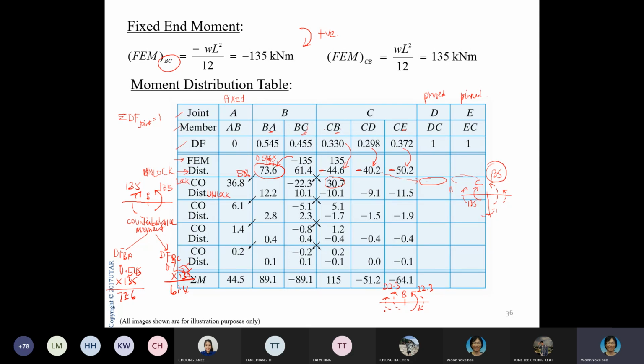So I have it distributed to BA and distributed to BC. Okay, so that's how I have my 22.3. I will multiply again by 0.545 to get 12.2, and I multiply by 0.455 to get my 10.1. Okay, that's how you get these two. So this one, you will have 0.545 multiplied by 22.3. You should get how much? 12.2. Okay, that's how you get your moment here, 12.2.